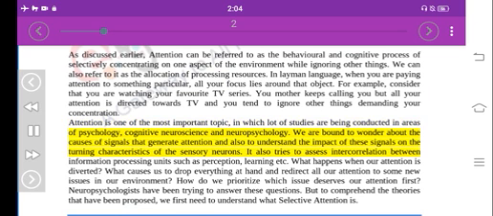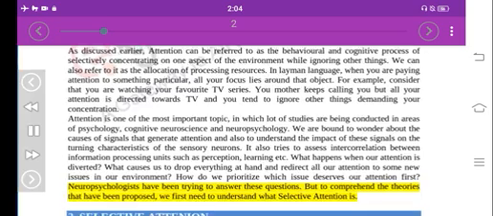We are bound to wonder about the causes of signals that generate attention, and also to understand the impact of these signals on the tuning characteristics of the sensory neurons. It also tries to assess intercorrelation between information processing units such as perception, learning, etc. What happens when our attention is diverted? What causes us to drop everything at hand and redirect all our attention to some new issues in our environment? How do we prioritize which issue deserves our attention first? Neuropsychologists have been trying to answer these questions. But to comprehend the theories that have been proposed, we first need to understand what selective attention is.